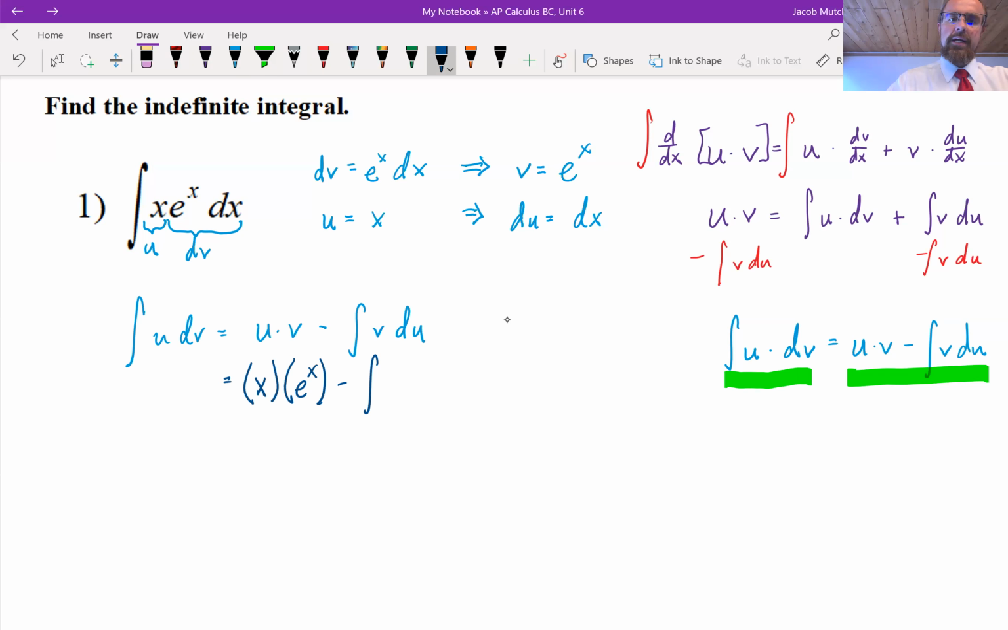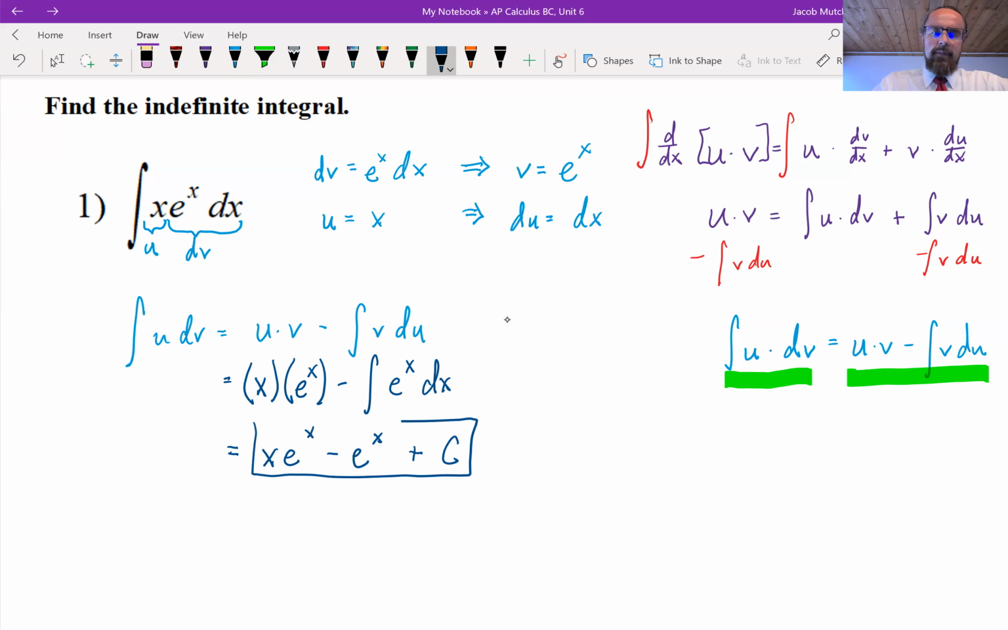And then I want to subtract the integration of v, which is e to the x, times du, which is dx. And that integrates, in this example, very simply. Integration of e to the x dx is just e to the x. So this would reduce down to just x e to the x, minus e to the power of x as the integration of that, e to the power of x dx, plus c. And that completes the integration of that first example.